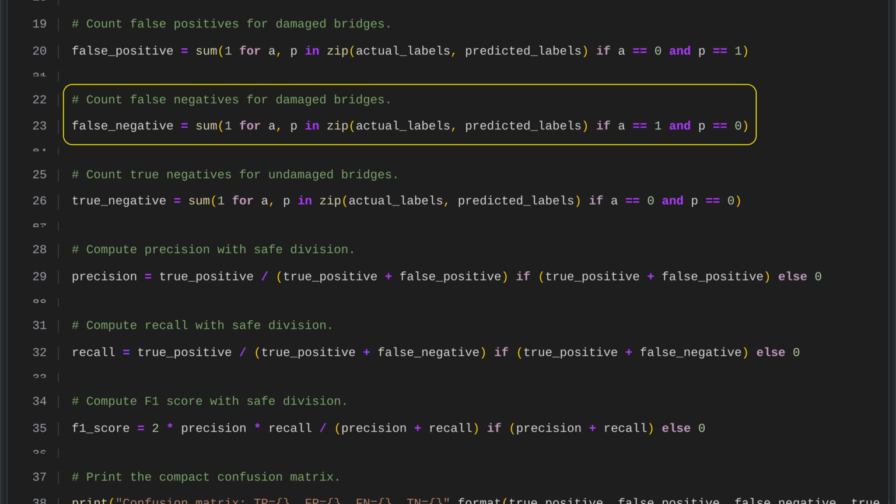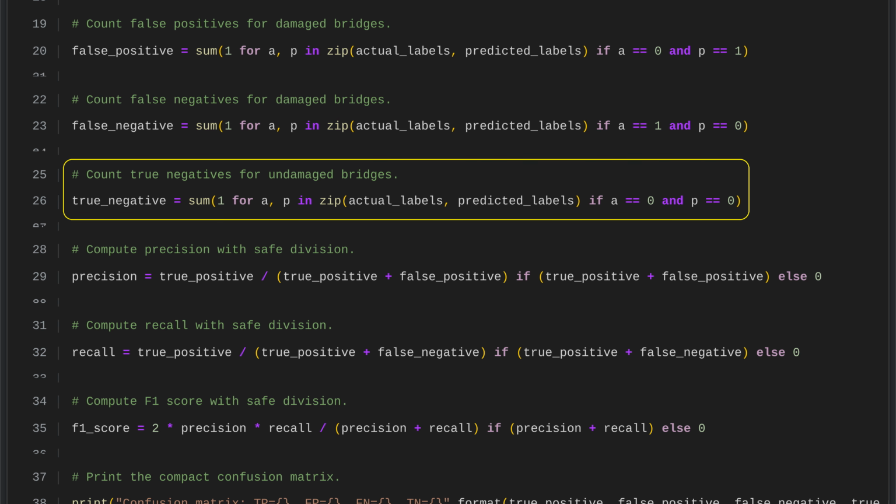False negatives are counted by comparing each actual label with its predicted label. A false negative occurs when the bridge is actually damaged, marked as 1, but the model predicts no damage, marked as 0. Adding up these cases gives the total number of damaged bridges the model failed to identify.